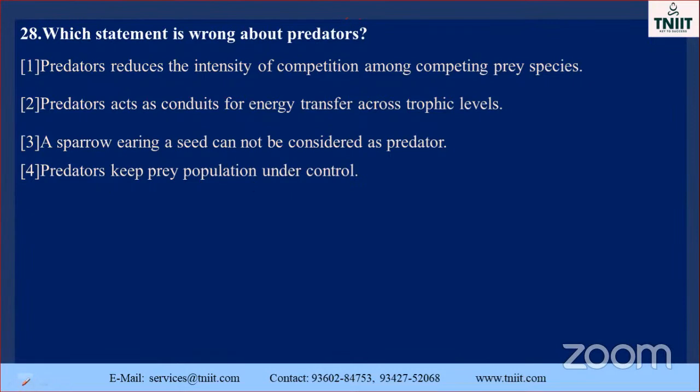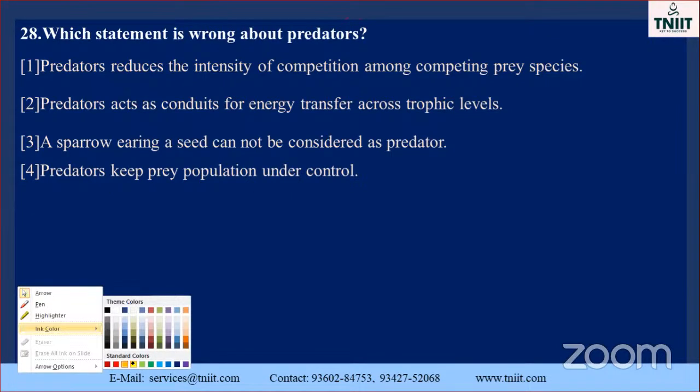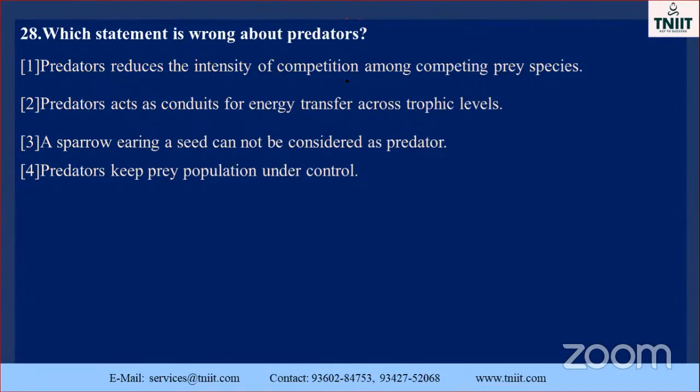Listen here, very, very important. Think about these things. Predators reduce the intensity of the competition among the competing prey species. Yes, predator and prey, definitely reduce the intensity of competition. This is the right answer. Predators act as conduits for energy transfer across the trophic levels. Yes, this is also a correct one.